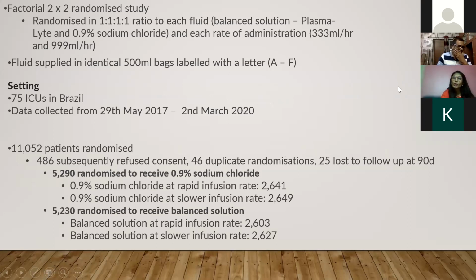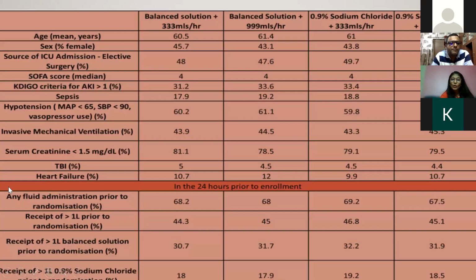They were randomized in the ratio of 1:1:1. The fluids supplied were marked from A to F. It occurred over a huge setting of 75 ICUs in Brazil, and the data was collected from 29 May 2017 to March 2020. About 11,000 patients were randomized, with an equal distribution in both the saline and the balanced solution groups. These groups were further divided into rapid infusion and slower infusion groups.